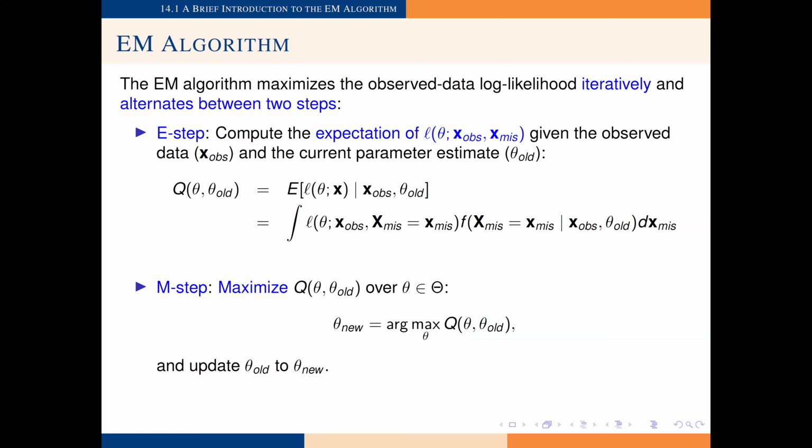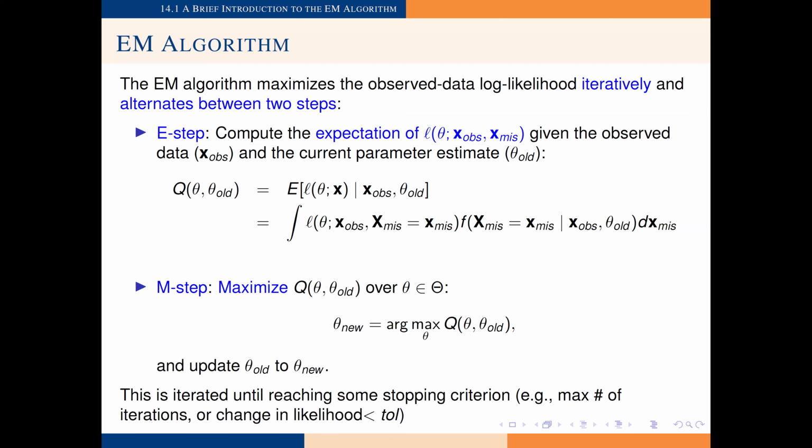Lastly, we update our theta old to be the theta new we just got. So you can see that in each iteration, we first take the E step to find the Q function. We find the new thetas that maximize the Q function, and that is going to be our new guess for the parameter estimates. And usually we iterate the EM algorithm for a large number of cycles, like 500 or 1000, or until we reach some kind of tolerance.